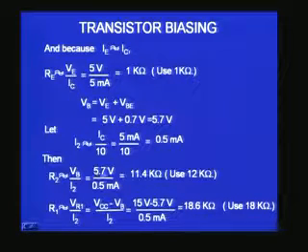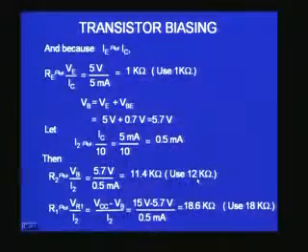So VB is 5.7 divided by 0.5 milliampere, that is the value of I2 that we want, and therefore that comes out approximately to be about 11.4 kilo ohms, which we can correspond to a 12 kilo ohm preferred value resistor available in the lab. So now we have obtained the value of R2. R2 is around 12 kilo ohm.